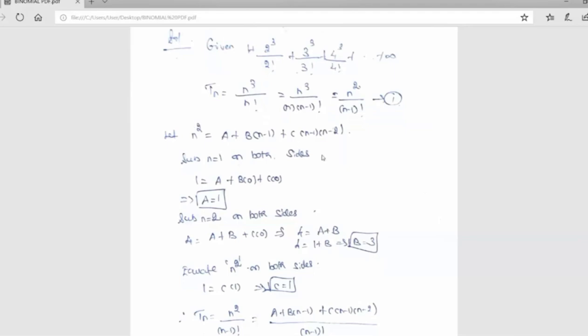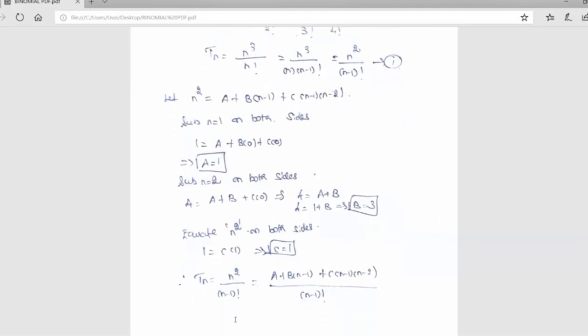Apart from that, we can equate the n square on both sides. If you equate n square, we get 1 on this side and c on the other side, because this is the only term containing n square, since n into n is here, so n square. So you will get c is equal to 1.